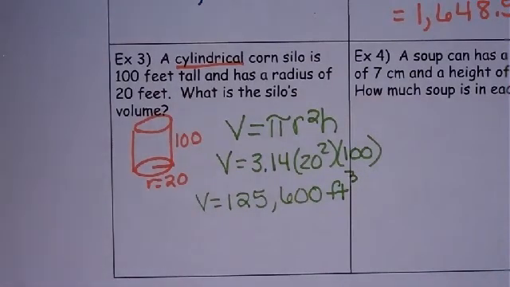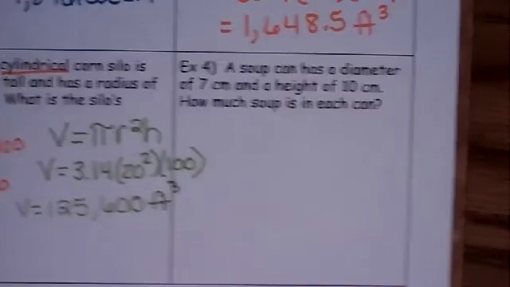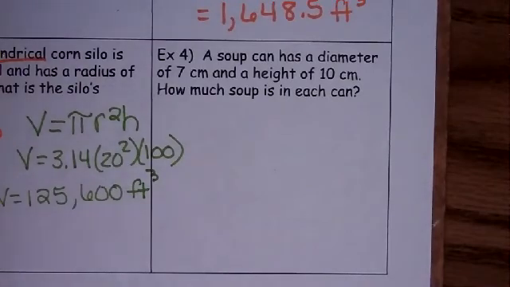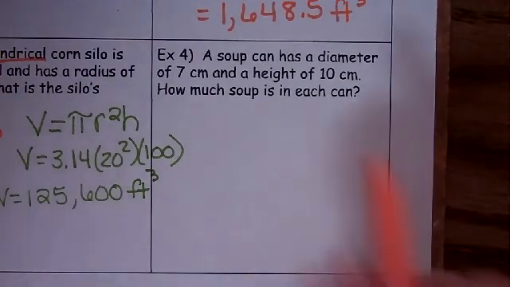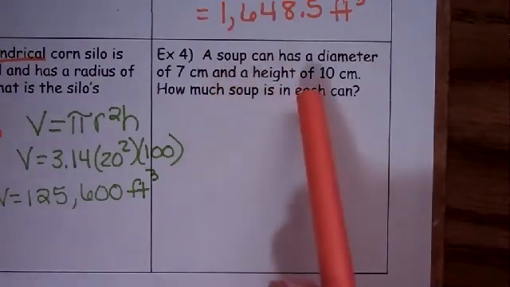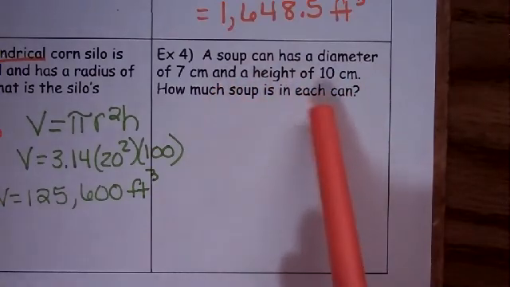Okay. Now, let's go to number 4. Oh, number 4 is much smaller, but it's still a cylinder. Number 4 says, a soup can has a diameter of 7 centimeters and a height of 10 centimeters. How much soup is in the can?